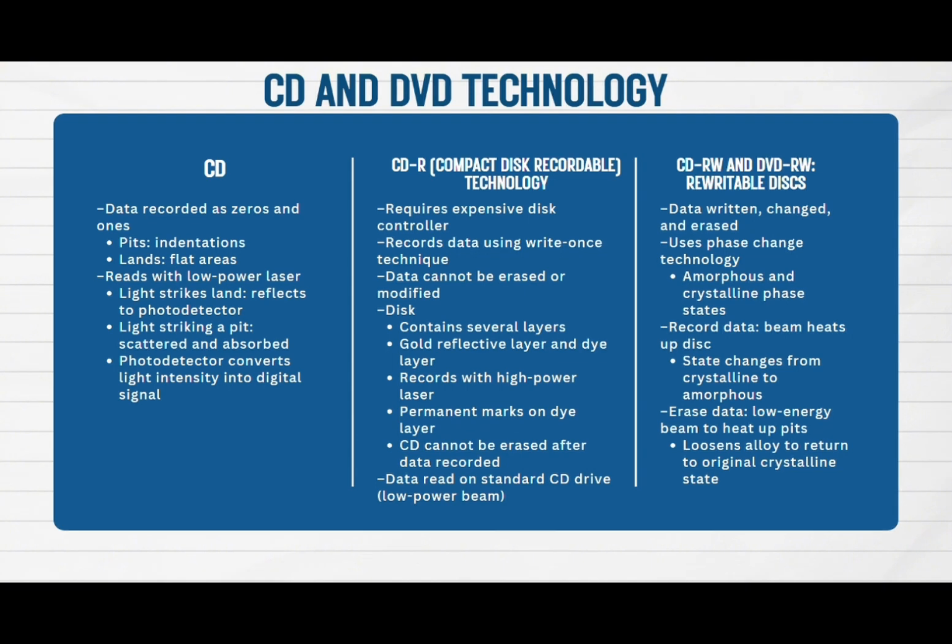Lastly, CD rewritable disk and DVD rewritable disk. Data can be written, changed and erased. They use phase change technology, which has amorphous and crystalline phase states. To record data, the beam heats up the disk and the state changes from crystalline to amorphous. To erase data, the optical disk drive uses a low energy beam to heat up that small area just enough to loosen the alloy and return it to its original crystalline state.